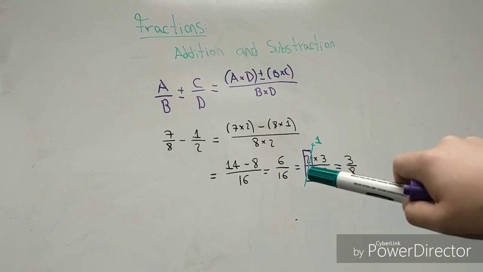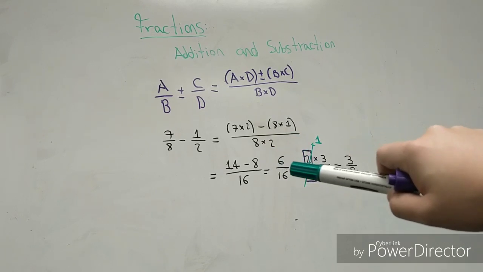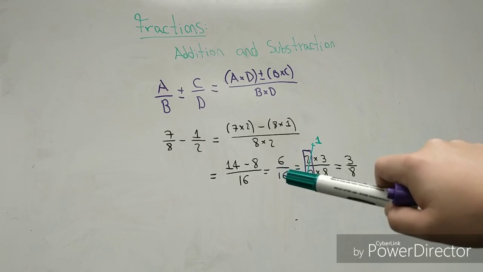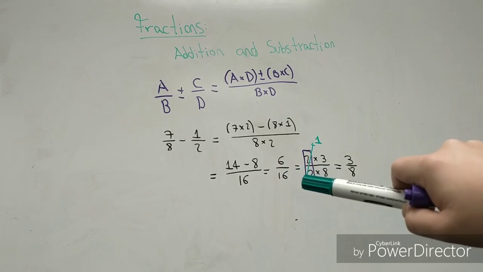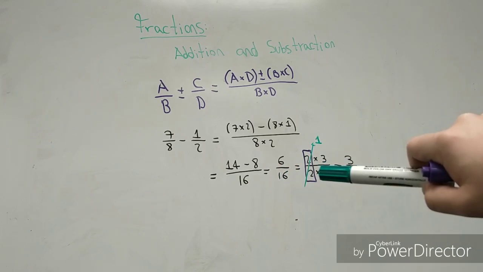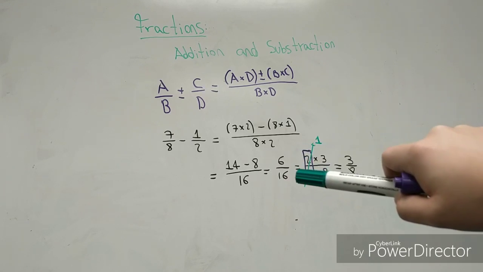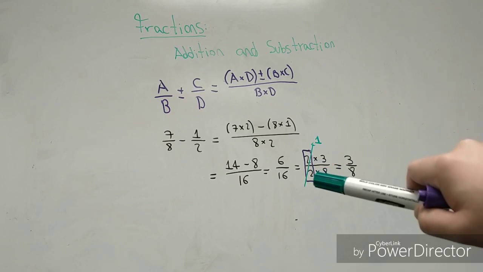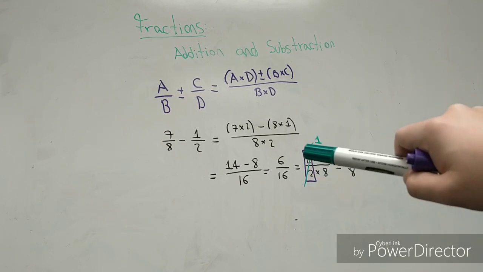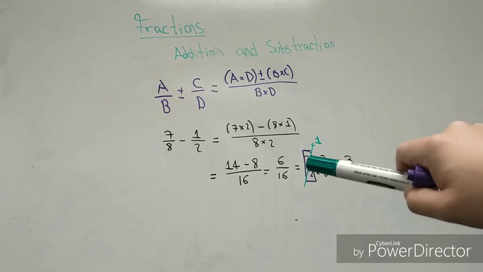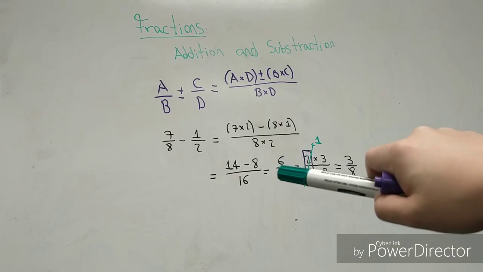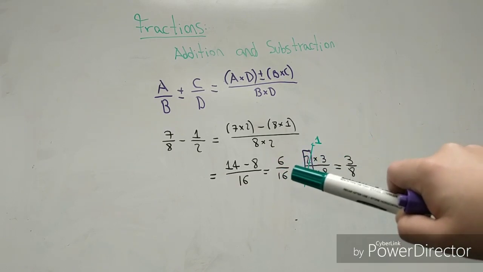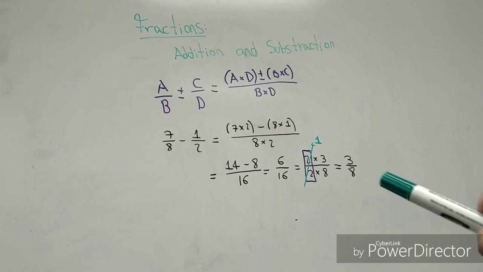Both are even, so both can be divided by 2. Every time we divide a number by that same number, it's going to be 1. In this case, 2 divided by 2 is going to be 1. So 6 divided by 16 is an equivalent fraction of 3 divided by 8.